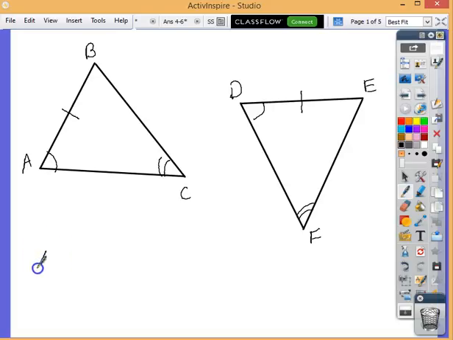Here we have two triangles, and I can actually claim that these two triangles are congruent. I can claim that triangle ABC is congruent to triangle DEF.